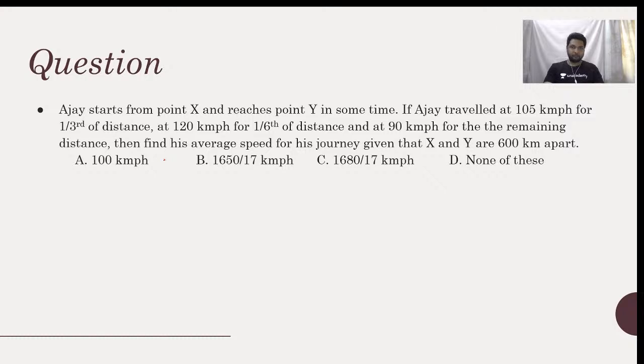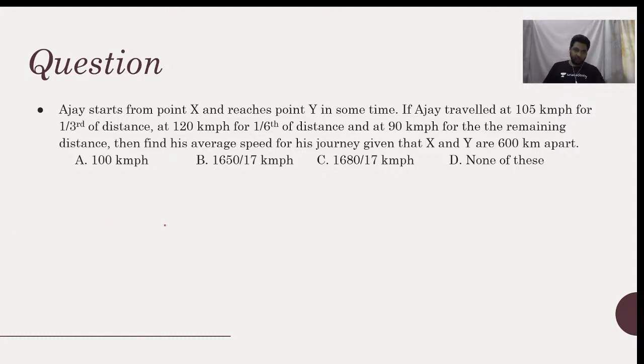Next, Ajay starts from point X and reaches point Y in some time. If Ajay traveled at 105 kilometers per hour for one third of the distance, 120 kilometers per hour for one sixth of the distance, and at 90 kilometers per hour for the remaining distance, then find his average speed for his journey given that X and Y are 600 kilometers apart.